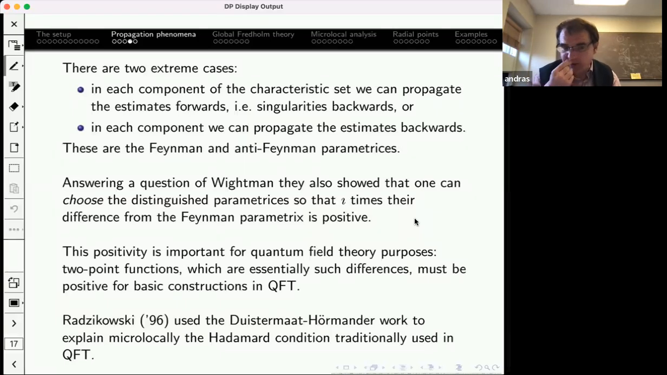And then Radzikowski actually used this Duistermaat-Hörmander work to explain microlocally, so in phase space, the Hadamard condition that's usually used in QFT, certain expansions at the characteristic set or the light cone. You turn this into a phase space statement. So that's microlocal, just phase space. That's all it means.